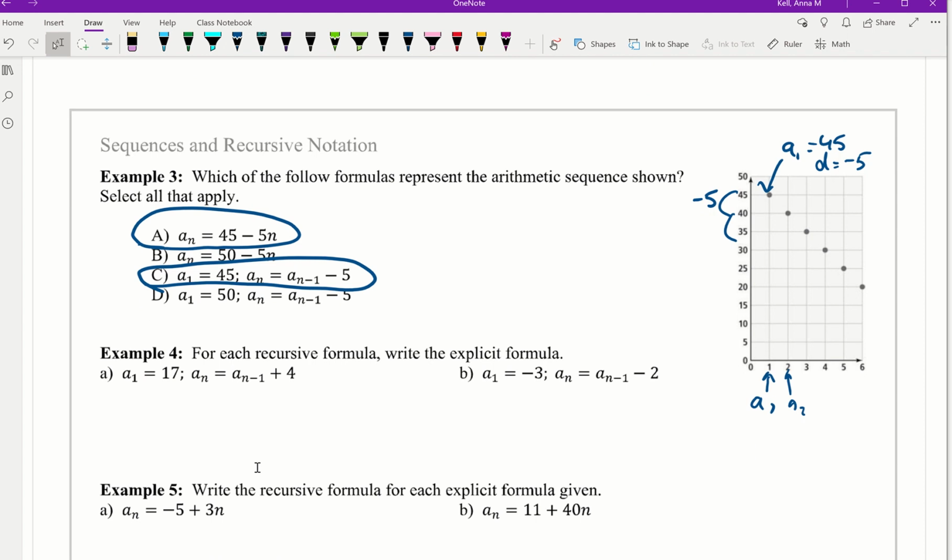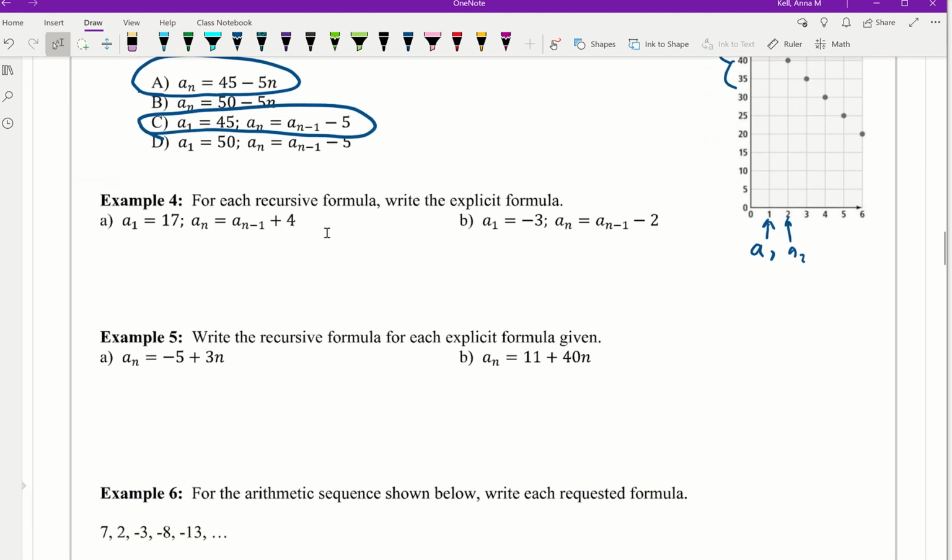So let's see if we should do examples 4 and 5. So this is telling me to go from one type of formula, recursive formula, into the explicit formula. And this example is telling me to go from explicit into recursive. So if you guys remember, let's just do a quick review on the explicit formula. Our nth entry is equal to our initial value, our starting value, minus the common difference times n, okay?